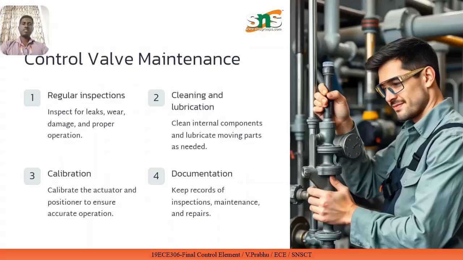And the third one is calibration, right? For each percentage of input, we expect a certain range of stem travel. So we have to check whether the stem travel is achieved for the given input. This is done through periodic calibration. We have to calibrate the actuator as well as the positioner to ensure that the valve operates accurately.